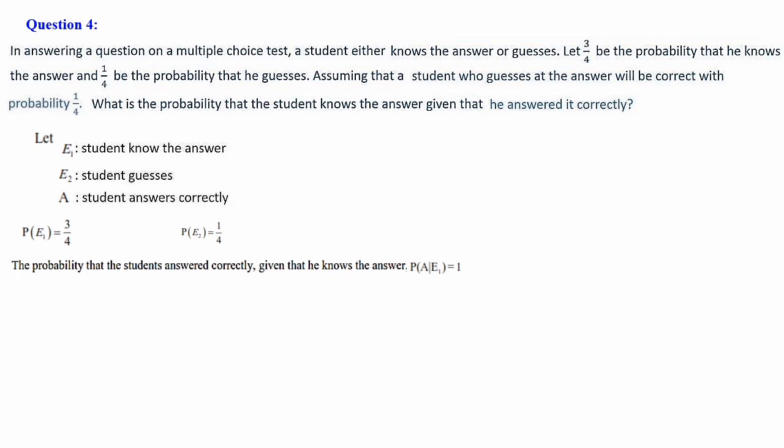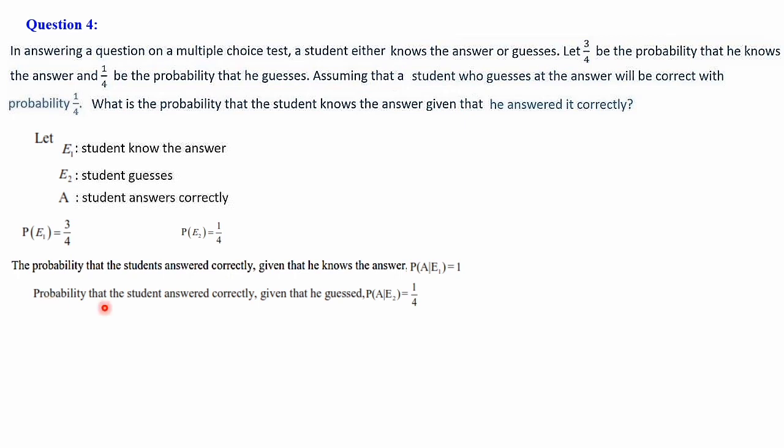If the student knows the answer, the probability that the answer is correct is 1. It is a sure probability. Here it is quite clear: A given E1, in the sense the student answered correctly, given that he knows the answer, which has already happened. Student knows the answer, so probability of A given E1 is 1. Conditional probability writing time, you have to be careful.